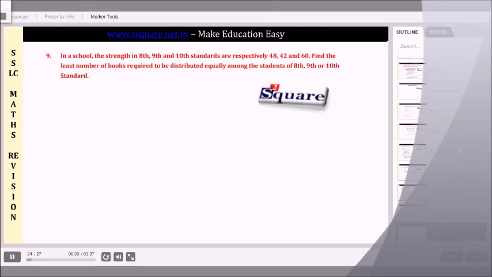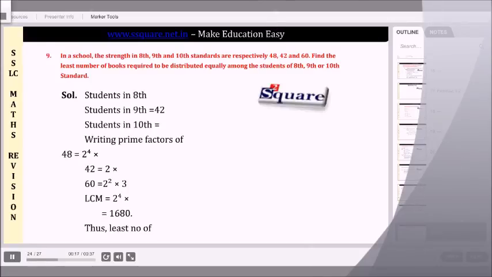In a school, the strengths of 8th, 9th and 10th standards are respectively 48, 42 and 60. Find the least number of books required to distribute equally among the students of 8th, 9th and 10th standard. So 8th standard is 48, 9th standard is 42, 10th standard is 60. Prime factors method. 48 is equal to 2 power 4 into 3, 42 is equal to 2 into 3 into 7, 60 is equal to 2 square into 3 into 5. So LCM is 1680. Least number of books required is 1680.